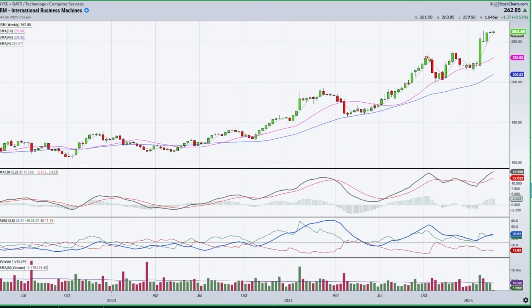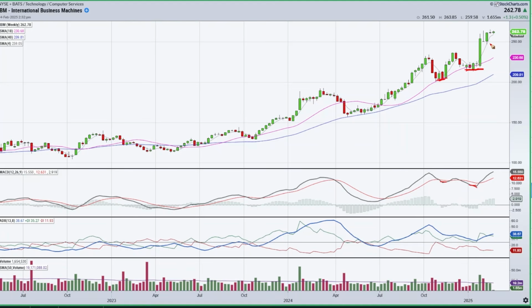So we have this move to the upside, but then look at what happens. We pull back right in the area of a rising 18. Now what makes this really interesting is that we're making a higher low in price while the MACD is making a lower low.